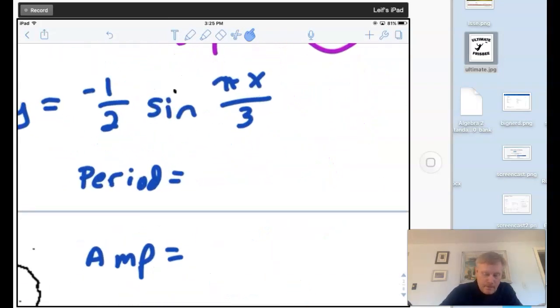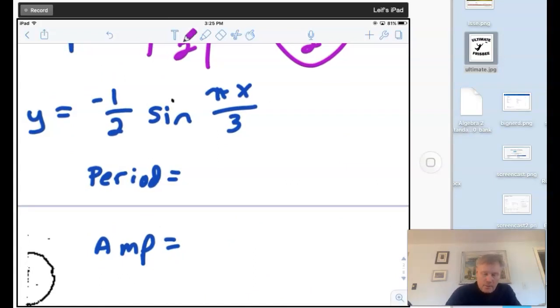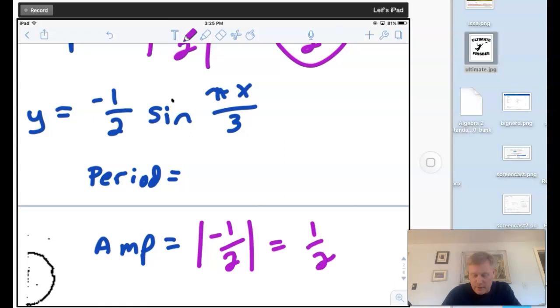Next one. Amplitude, let's do the amplitude, the easy one at first. Absolute value of -1/2 is positive 1/2. That's my amplitude, which means it would go up to 1/2 and down to -1/2 on my graph. All right, period is 2 pi.